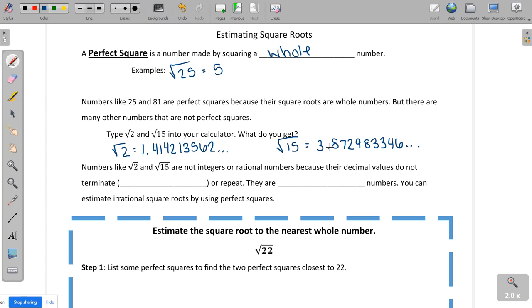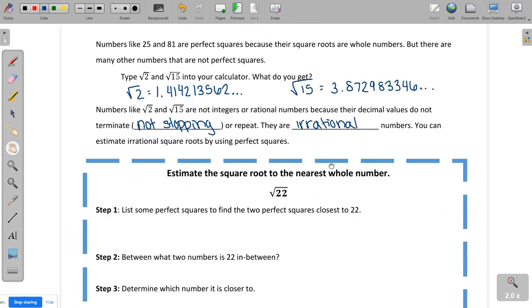So let's look into that. These numbers are not integers or rational numbers because we cannot write them as a fraction. The decimals also do not terminate, so they do not stop. And they're not repeating. So again, we can't turn them into a fraction. So these are irrational numbers. So when we have square roots that are irrational numbers, we want to estimate.